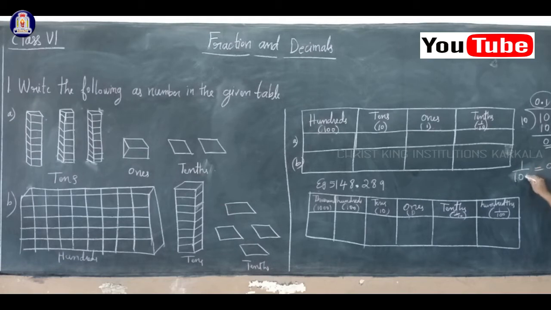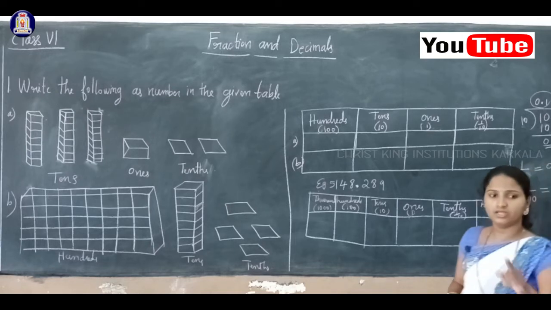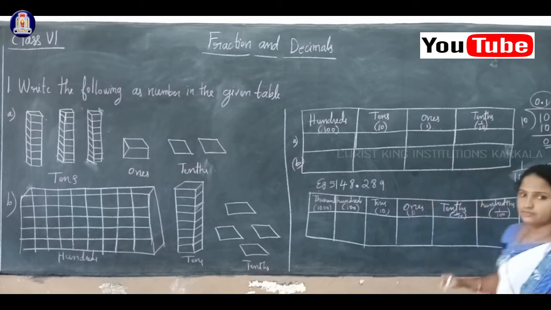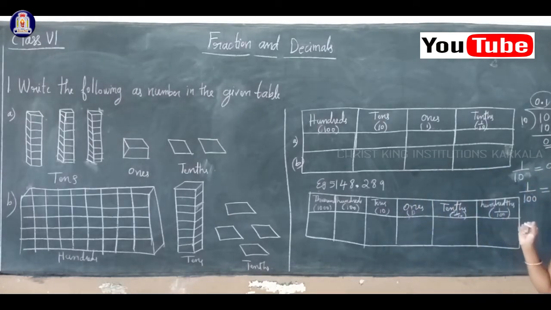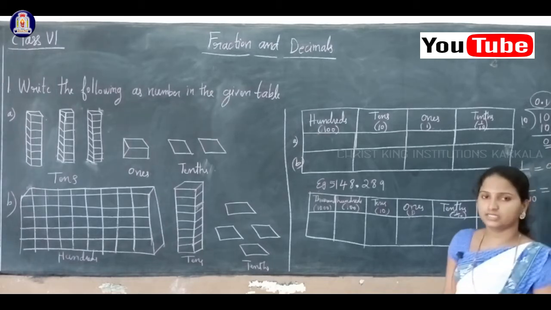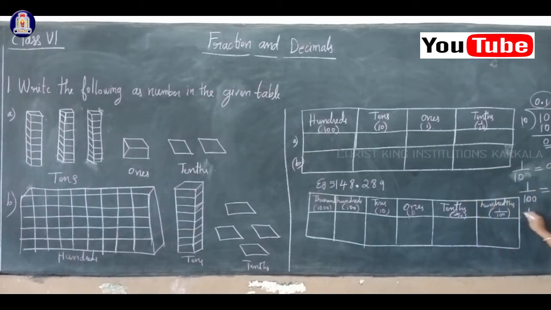So like that, 1 by 100. If I write 1 by 100, how many zeros are there? 2 zeros. 1 zero means after the decimal point we'll get only 1 digit. Okay. So here 1 by 100, the denominator has 2 zeros. So this can be written as 0.01. Next we can write 1 by 1000. That is 0.001.